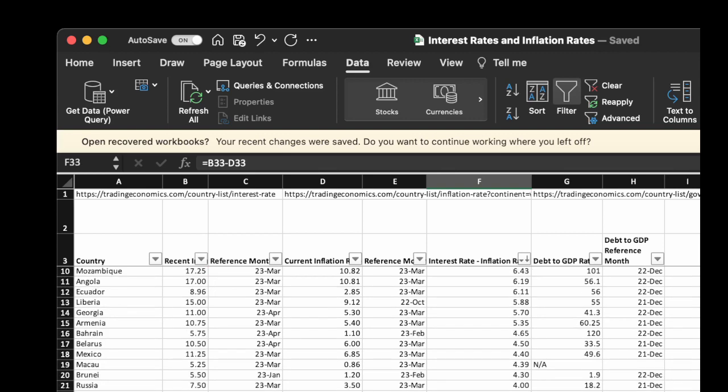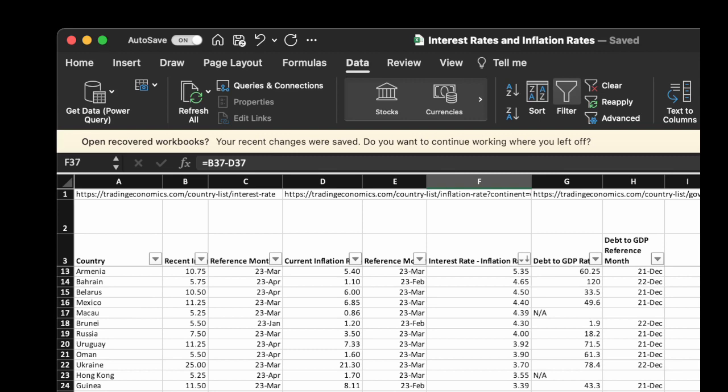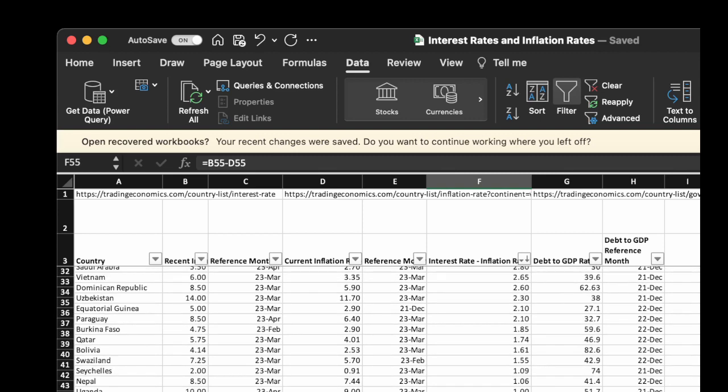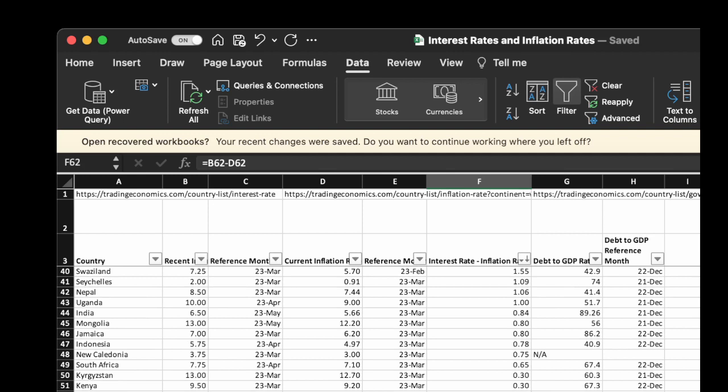Is there any country where the interest rate and the inflation rate are the same, so the difference is zero? Well, okay, so Namibia is close at 0.05. United States is 0. The UAE is negative 0.01. The Ivory Coast, negative 0.05.